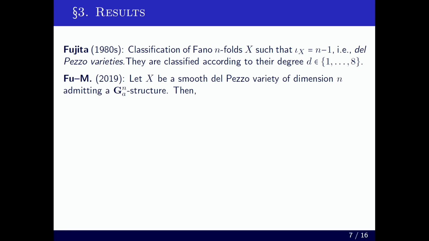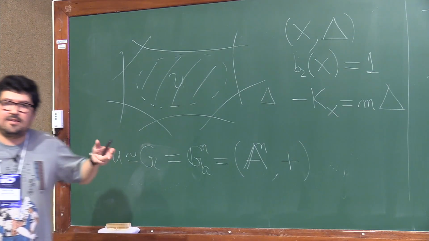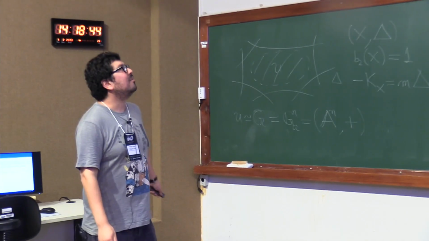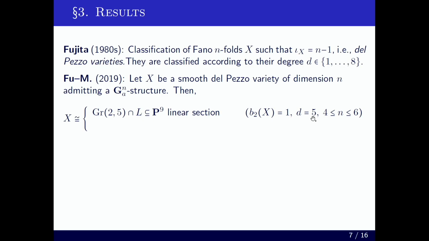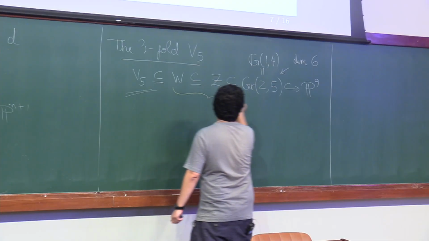And we proved the following theorem with Baohua Fu a few years ago. If you take smooth Del Pezzo varieties, and you ask whether this variety is additive or not, then we have the following. If the Picard rank is 1, then it has to be a quintic Del Pezzo variety, and the dimension has to be 4, 5, or 6. So let me just use some color here. These are additive, okay?